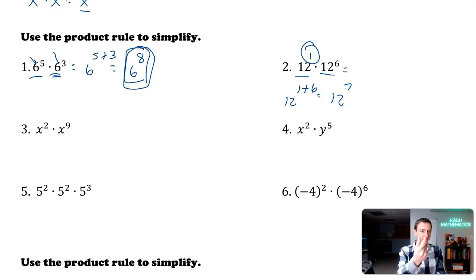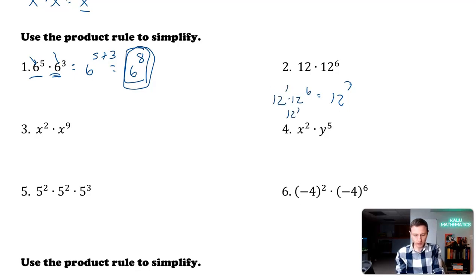Because 6 to the 5th is being represented by a 6 base with an exponent of 5. So I'm not doing 6 times 6. Same thing over here. I'm not doing 12 times 12 to get 144 raised to the 7th power, because this is 12 to the first times 12 to the 6th. So it's really 7 12s being multiplied out. So it's 12 to the 7th. I don't know why that all got erased. Let me just fix this up. 12 to the first times 12 to the 6th is 12 to the 1 plus 6, which is 12 to the 7th. Okay, moving on.